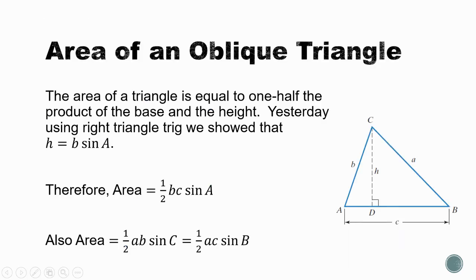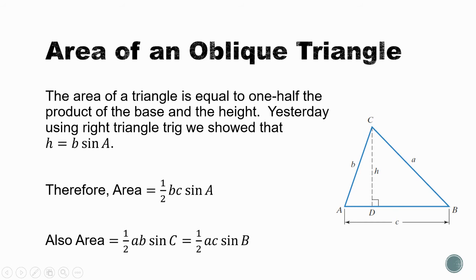Moving on, area of an oblique triangle. The area of a triangle is equal to 1/2 the product of the base times the height. Hopefully that's something that you remember from geometry. Yesterday, using the right triangle trig, remember we showed that one of the situations was that the height, h, equals b times the sine of A. That's if we focused on angle A. So therefore, the area equals 1/2 times b times c times the sine of A.